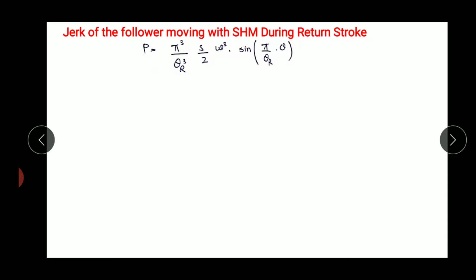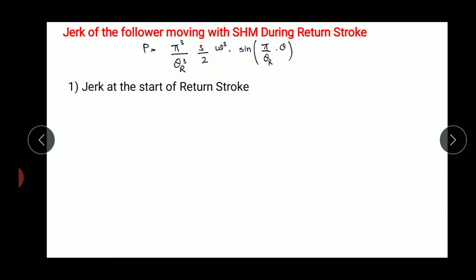The jerk of the follower moving with simple harmonic motion during return stroke. During out stroke its formula was negative, so during return stroke its formula will be positive, and theta O will become theta R. These are the only two differences, as jerk is a vector quantity.